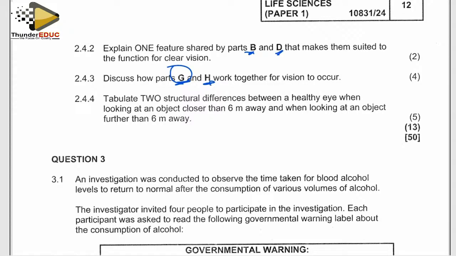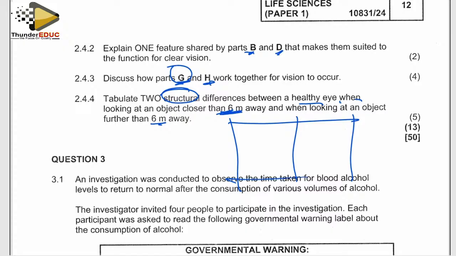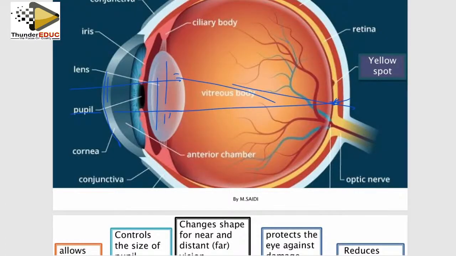Then they're saying to tabulate the structure difference between the healthy eye viewing an object, which is 6 mirrors, and that of more than 6 mirrors. When they say tabulate, you have to draw a table, and then you tell us that this is 6 mirrors, and this is more than 6 mirrors, meaning far and then near. Then after that, you give the differences.